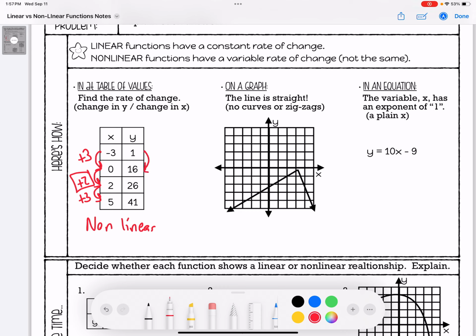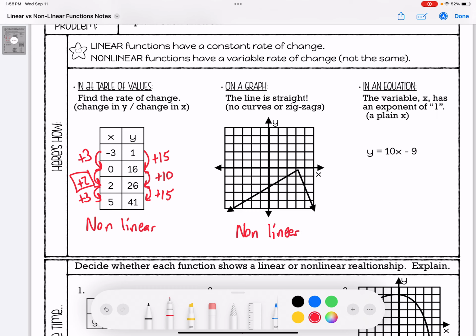Now, to get from 1 to 16, we would add 15. To get from 16 to 26, we would add 10. And to get from 26 to 41, we would add 15. So that, again, is not a constant rate of change, so therefore it is nonlinear. On a graph, we're just looking for a straight line. This is obviously not one single straight line, so this is nonlinear.